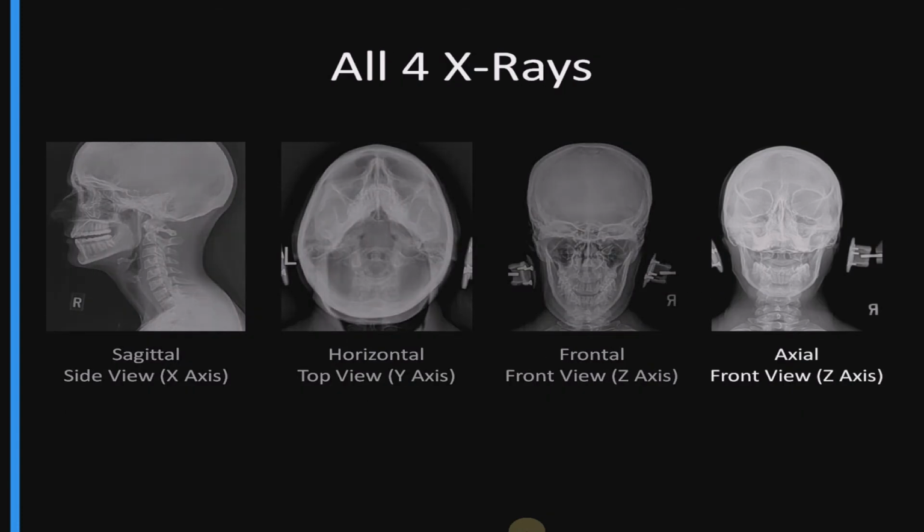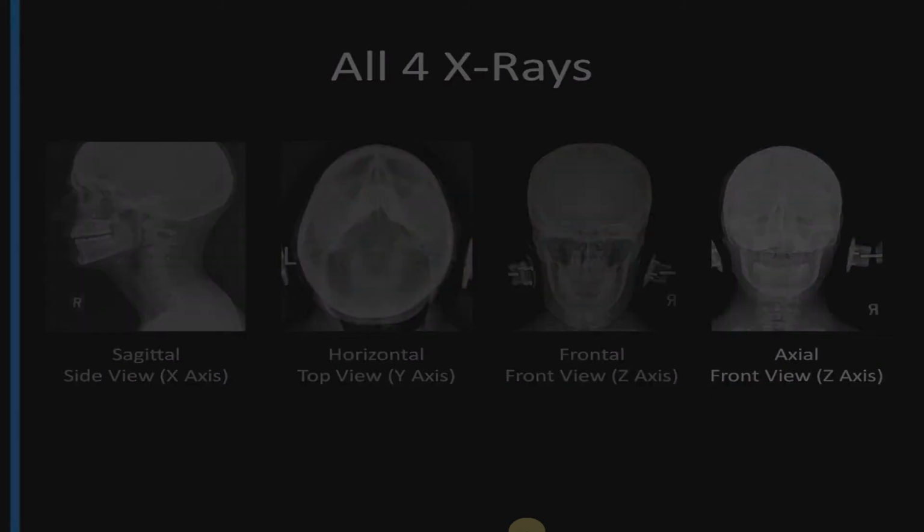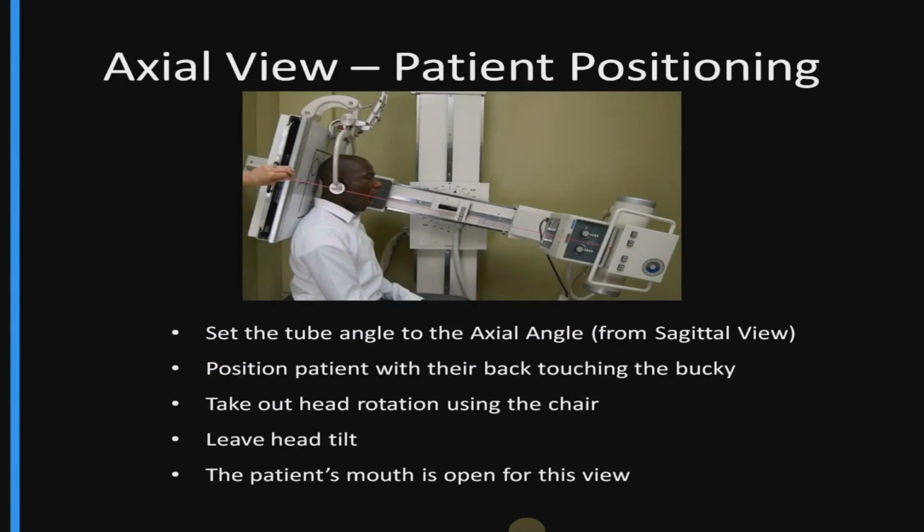The next X-ray we'll talk about taking is the axial view. It's taken through the front down the z-axis. We will have measured the sagittal film to assess the axial angle, which will set the axial X-ray on, and the atlas sagittal plane line to assess which angle to take the frontal film on.